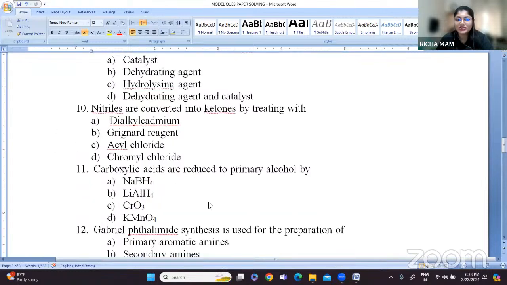Okay. 10th question. Nitriles are converted into ketones by treating with A, dialkyl cadmium, B, Grignard reagent, C, acyl chloride, and D, chromyl chloride. Nitriles are converted into ketones by treating with.